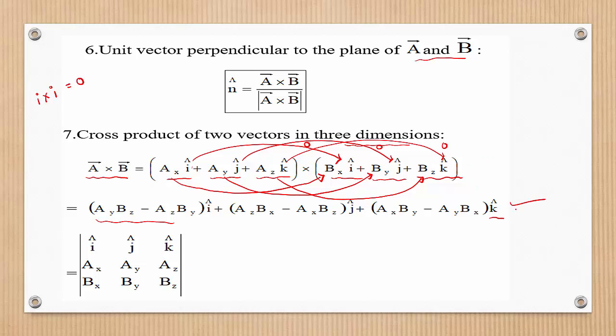You will get this answer. Or simply you can use determinants here: I cap, J cap and K cap. So here I cap is AX, BX, J cap means AY, BY and K cap values are AZ, BZ. So we can find using this value I cap into AY, BZ, cross multiply. You studied in mathematics, you can remember, minus BY, AZ. In this way also you can easily write the expression for three dimensions.